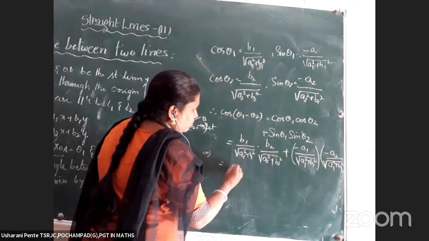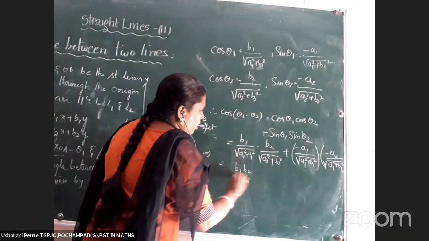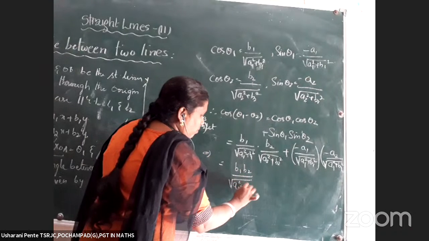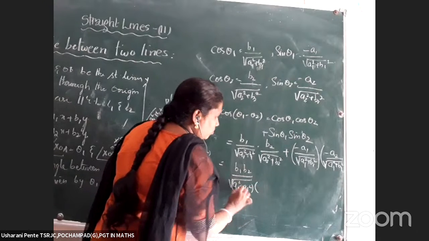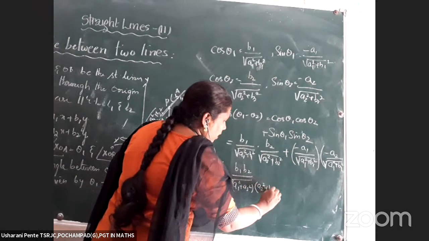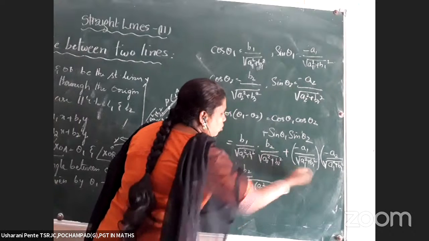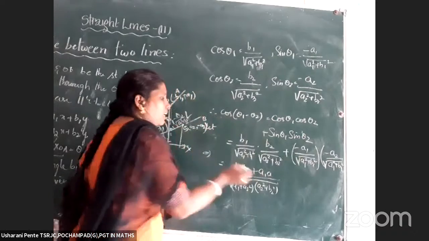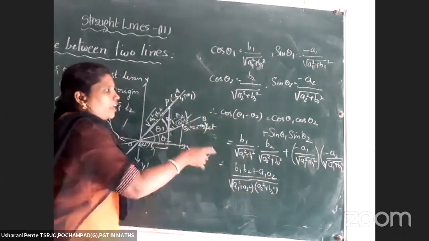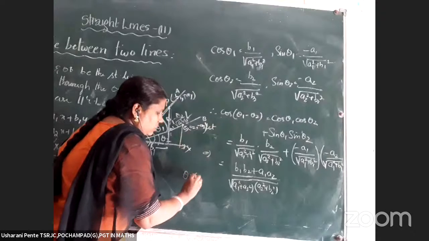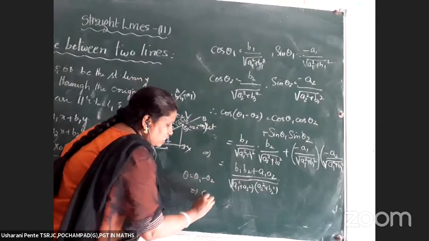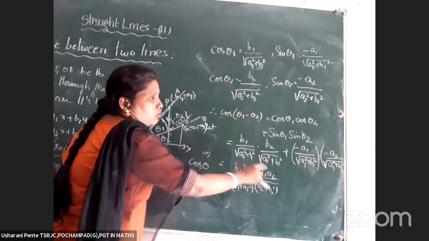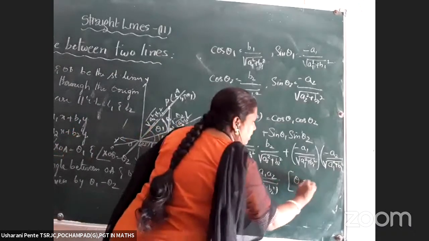So what we'll get? We'll get B1 B2 by under root of A1 square plus B1 square into A2 square plus B2 square. As we have the same denominator, we are writing the numerators. Minus of minus will become plus A1 A2. So this is my cos theta 1. Here theta represents theta 1 minus theta 2. This implies that cos theta is equal to this one.